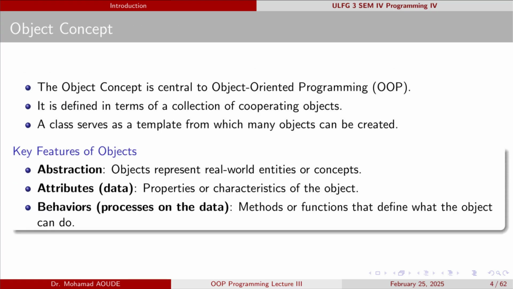Objects are at the heart of object-oriented programming. Each object bundles together data, called attributes or fields, and behavior, called methods. Key features of objects: abstraction, only show necessary details, hiding complexity. Attributes, like a dog's name, color, or age. Behaviors, actions like barking, eating, running. So when we create an object in C#, we're creating something that looks and acts like a real-world entity, smart, self-contained, and manageable.